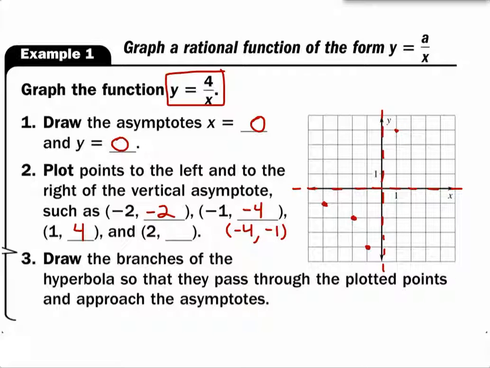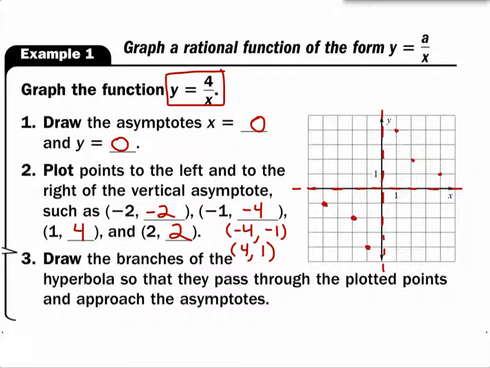You have the point 2 comma 2 because if you plug in 2 for x, 4 divided by 2, you end up with 2 for y. And again, I want to just add one more bonus point to make it better. Plug in 4 for x, because then you end up with 4 divided by 4, and 4 divided by 4 is 1. So you have the point 4 comma 1.